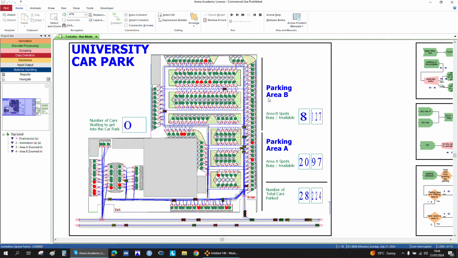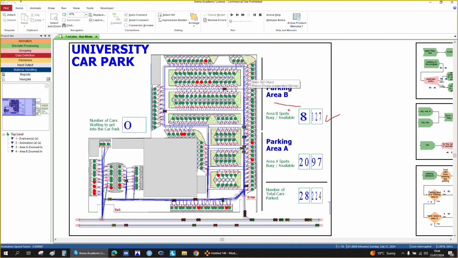So what do we have here? We have a car park, and the car park has been split into two parts. In parking B we have 127 spots, and in parking A we have 97 spots. Currently, in parking B there are 8 spots already filled up, while in A there are 20 spots already filled up.